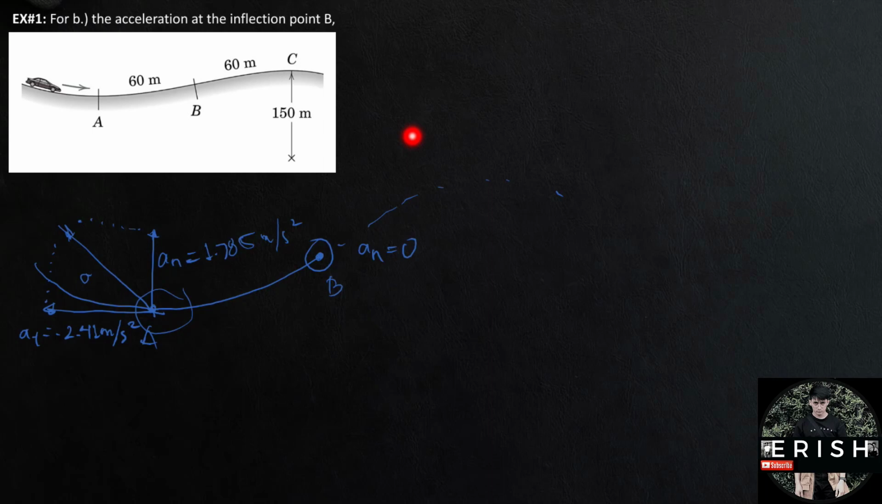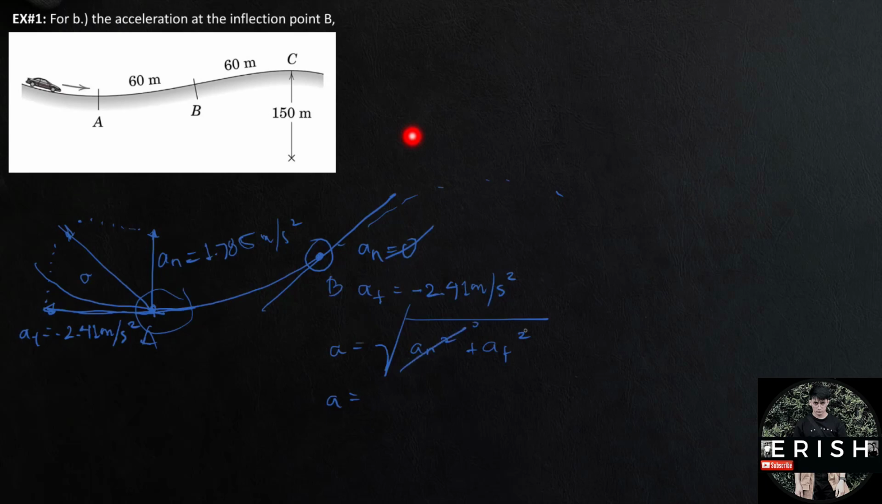At yung tangential acceleration na yun, naiisa lamang din kung ano yung tangential acceleration dito, siya rin yung tangential acceleration dito. So, meaning, we have tangential acceleration here is equal to negative 2.41 meters per second square. And dahil 0 ito, to find the total acceleration at inflection point B, we have A is equal to square root of AN square plus AT square. A is equal to, dahil 0 na to, we can already cancel this one. The total acceleration at inflection point B is negative 2.41 meters per second square also. So this is the answer now for letter B.